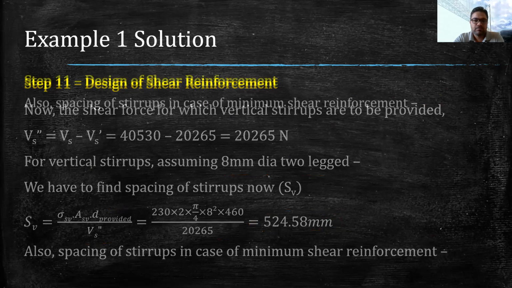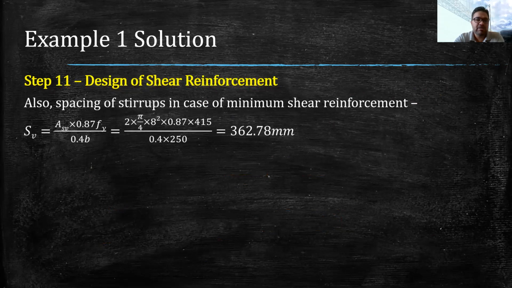So from the minimum shear reinforcement criteria, on page number 48 of IS code, you will find this formula. Using this formula, we can find the value of SV as this. 362.78 mm will be the spacing as per minimum shear reinforcement recommendation.